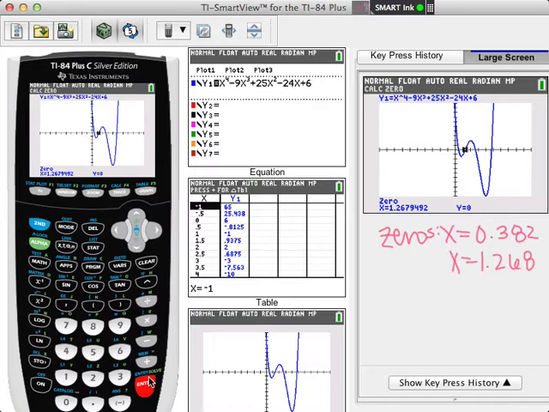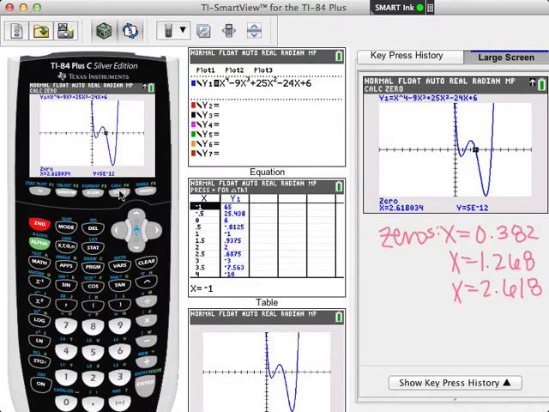Okay. Then my next one, just moving along here, go to 2, zero, okay. Enter, enter. Okay, and my guess. And my next zero is 2.618. That's my next zero.